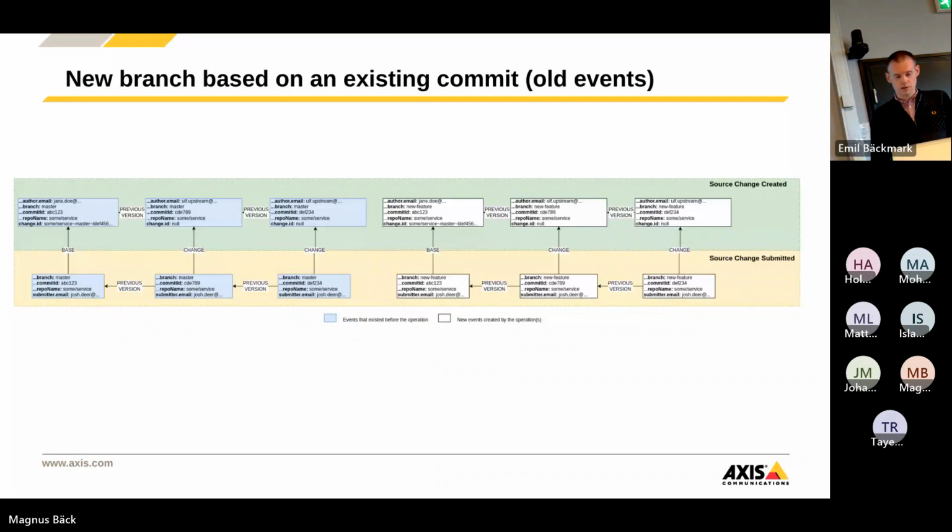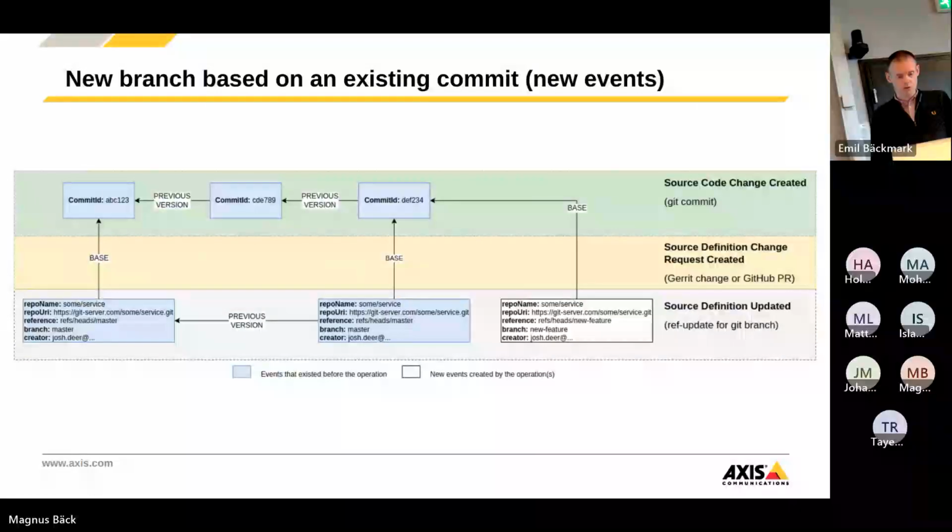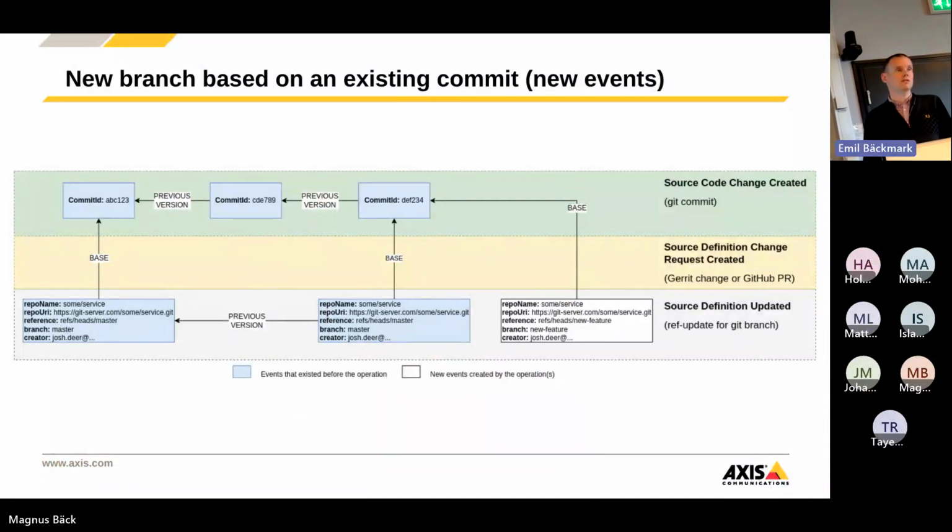Right. So with the new events, since the commit events already exist, the only thing we need to do is send a source definition update and say that there is now a branch called new feature and it points to this commit. And that's all we need to do. And then it's up to the consumer to choose whether to run any tests based on this event.